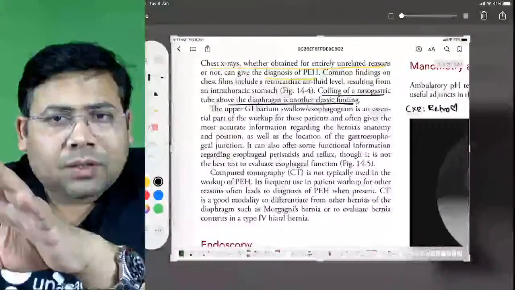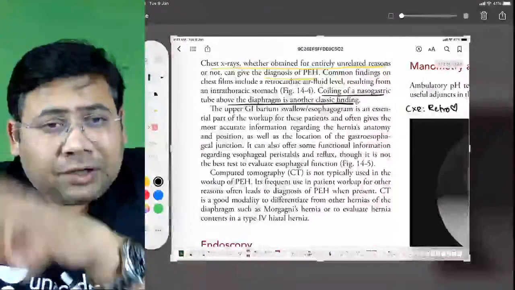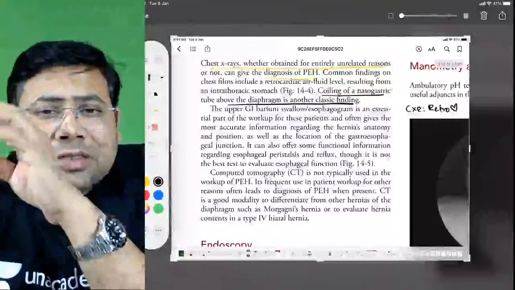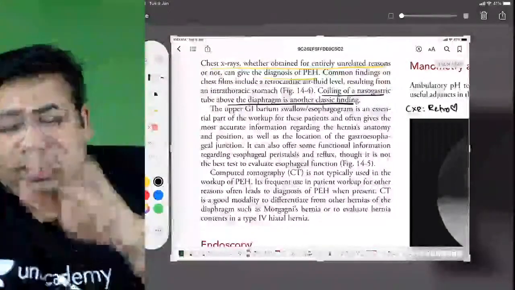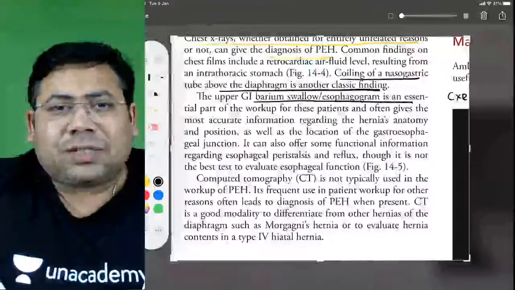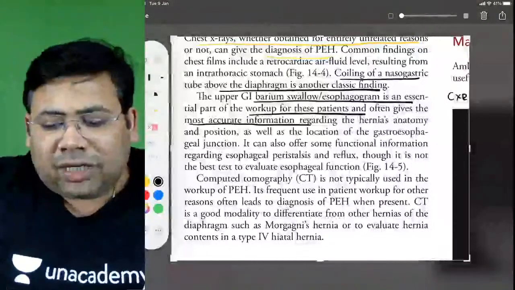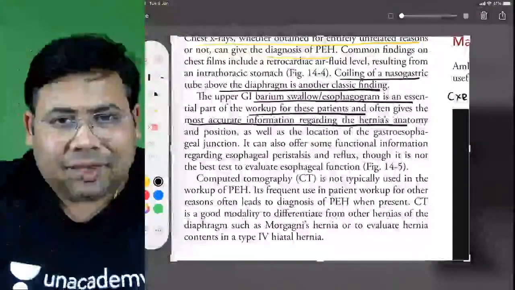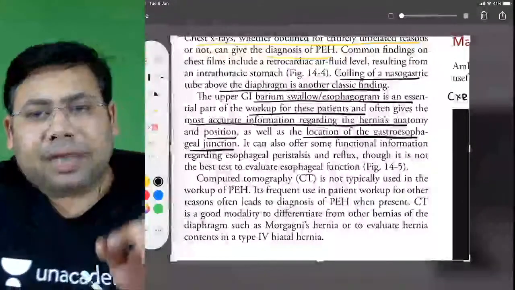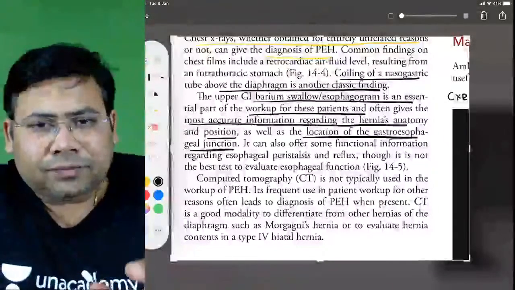Are you getting this? So I'm giving this reference from Mangoe, which is considered to be the best. Even the new edition of Mangoe has surpassed Shackelford. Take my words, surgeons prefer to read this more. Again, the upper GI barium swallow esophagogram is an essential part of the workup of these patients. It often gives the most accurate information regarding the hernia's anatomy, its position, as well as the location of the GE junction. It can also offer some functional information regarding esophageal peristalsis and reflux.